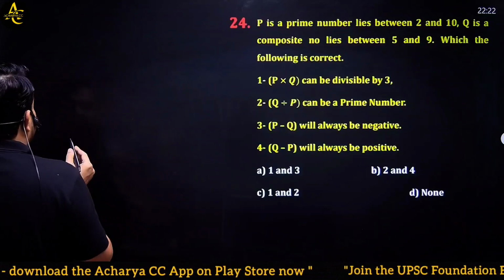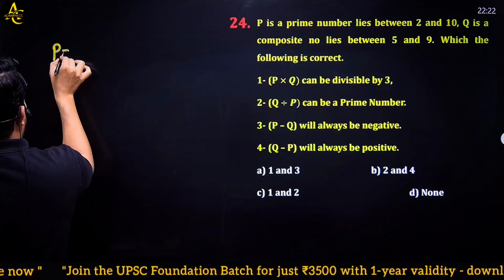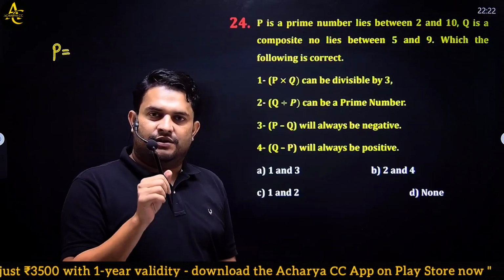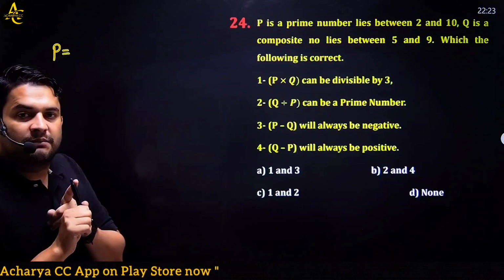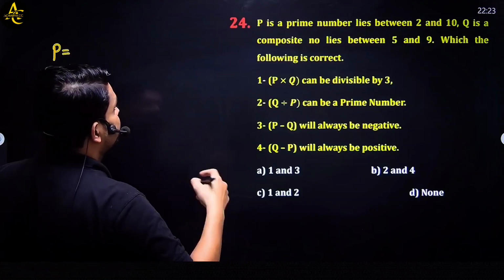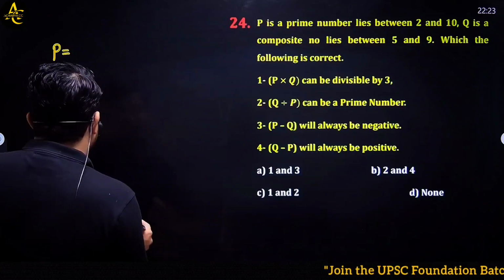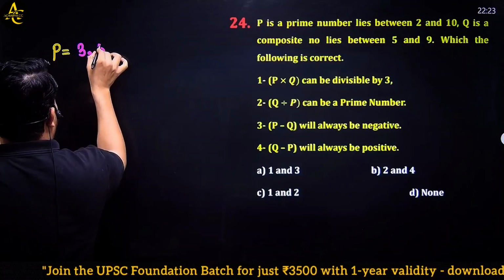See, in the introduction video of this chapter, I told you what prime numbers are: they have only two factors. One factor is 1 and another factor is the number itself. P is a prime number, lies between 2 and 10, means it can be 3, it can be 5, it can be 7.